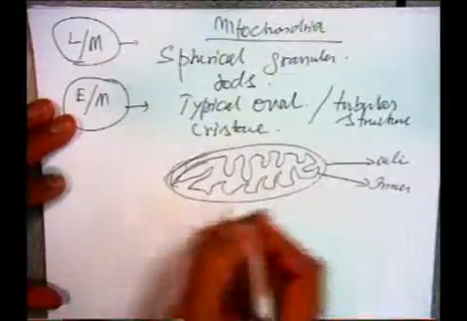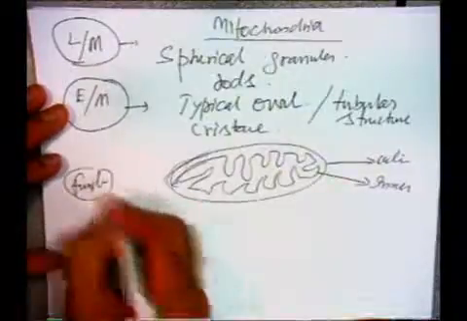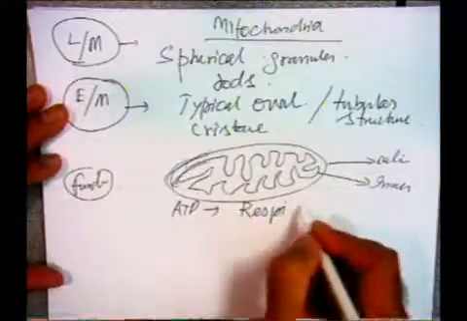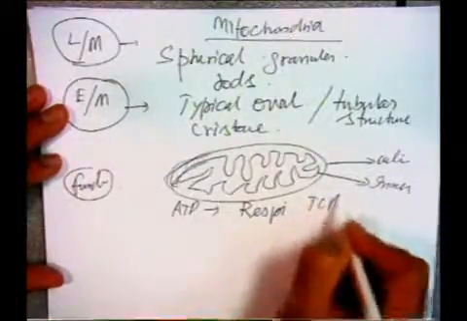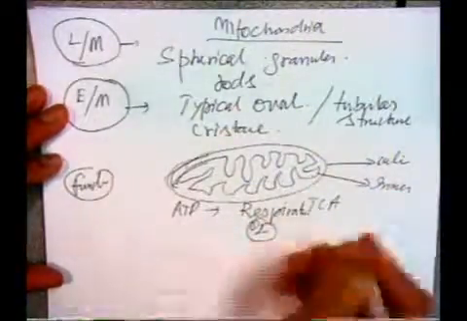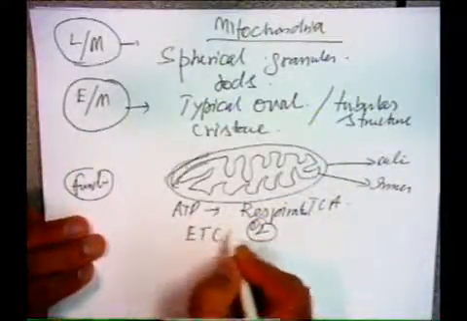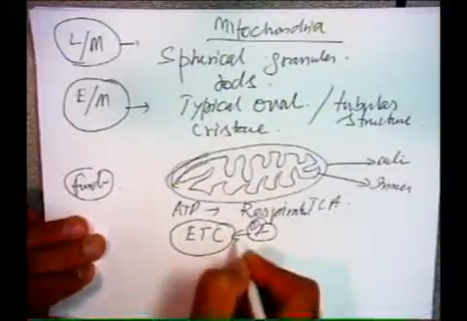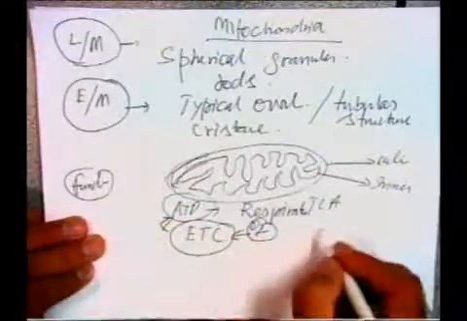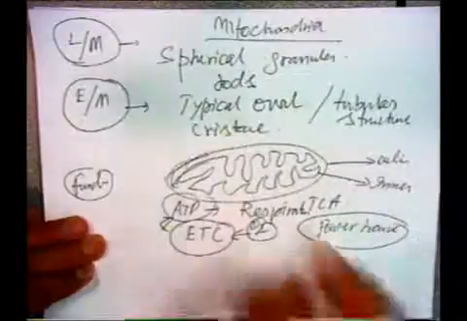What is the function of this mitochondria again? The function is producing ATP through the respiratory chain, right? You can also call it the TCA cycle, right? Respiration of oxygen: your oxygen comes here and is reduced with hydrogen, and water is produced. The electron transport chain uses this oxygen. Oxygen goes to the electron transport chain, which will produce ATP, and thereby ATP is the powerhouse of the cell, because more energy is produced from the mitochondria.